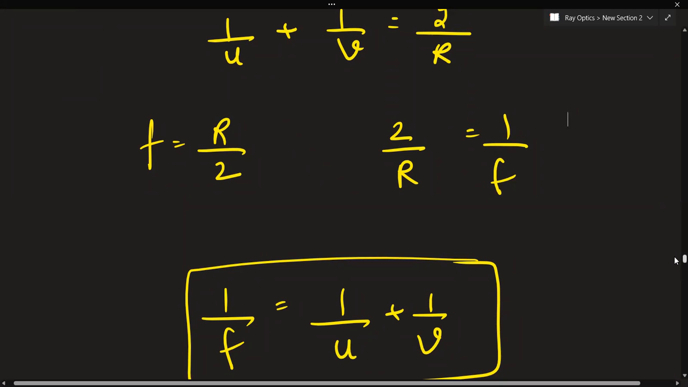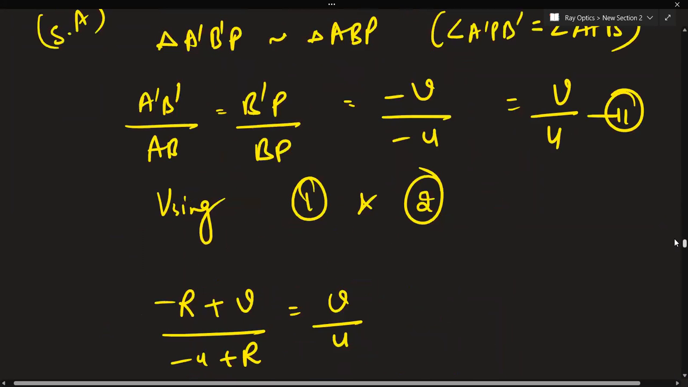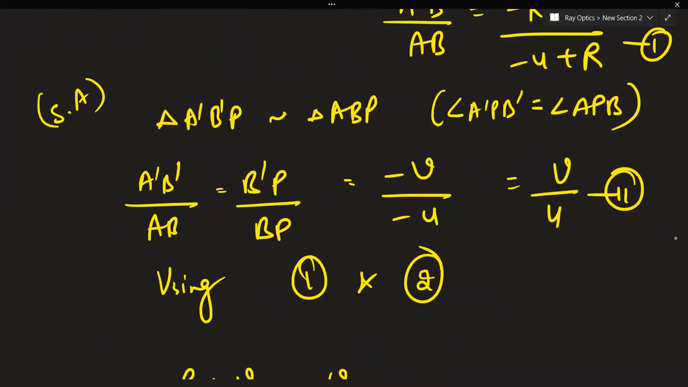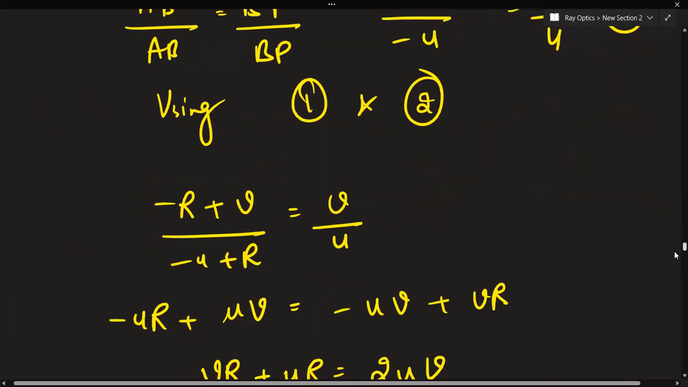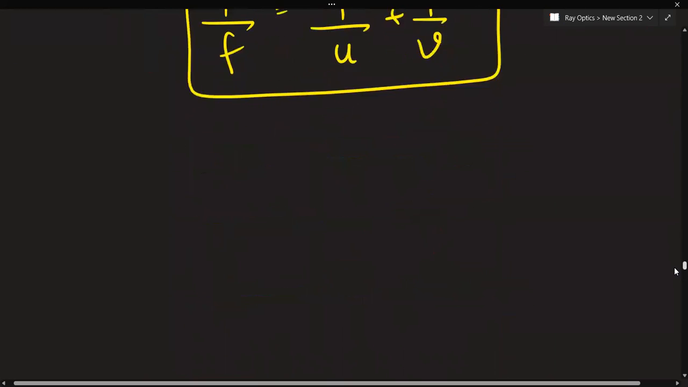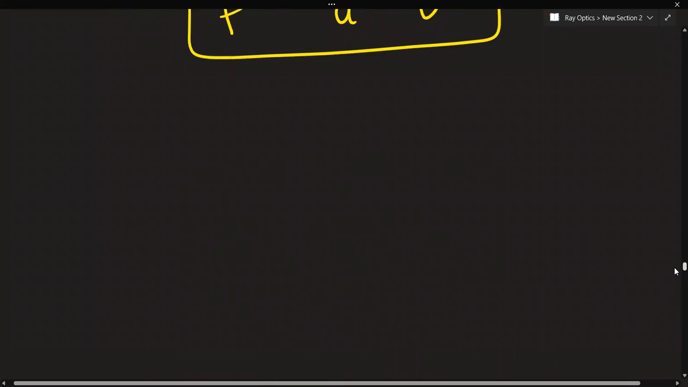See, if you see this part, this A dash B dash by AB is equal to B dash P by BP. This part, I hope you've understood, because of similar triangles, common side, common angle, we are having this there. The triangles are similar and you get this. So directly I'm writing it down. I'm not repeating or drawing the ray diagram again. This is for linear magnification.